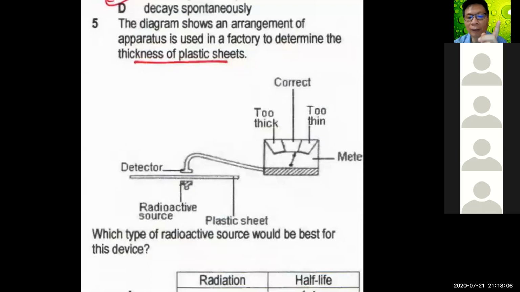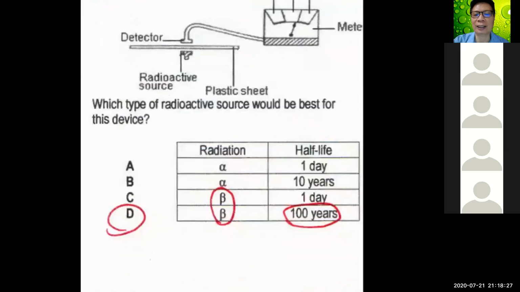Check the thickness of the plastic. So which one do you choose? Alpha, beta, or gamma? Donkey. Let's see. Yes, correct. It's donkey.